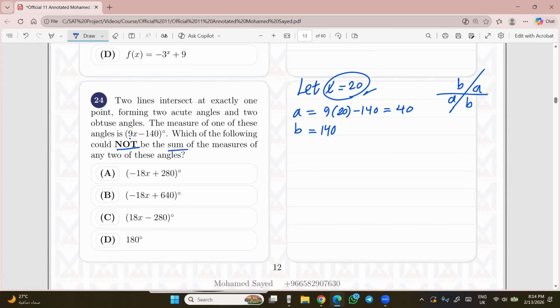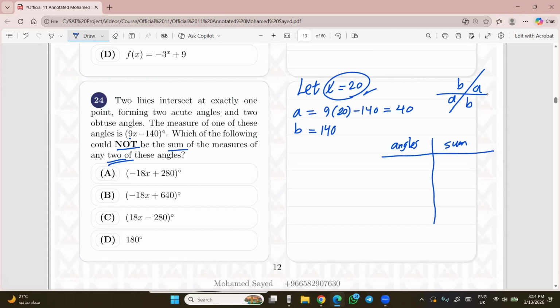The sum of the two angles, and it's not mentioning two acute or two obtuse, or maybe one of them is acute and the other is obtuse. We do not know. So what are the probabilities? Let's make a table here. Let's write angles and then write the sum here, because the question asked about the sum.